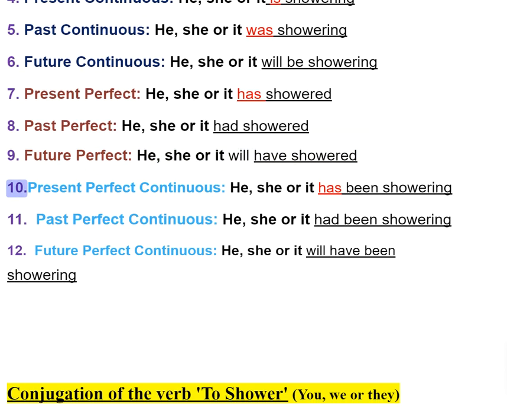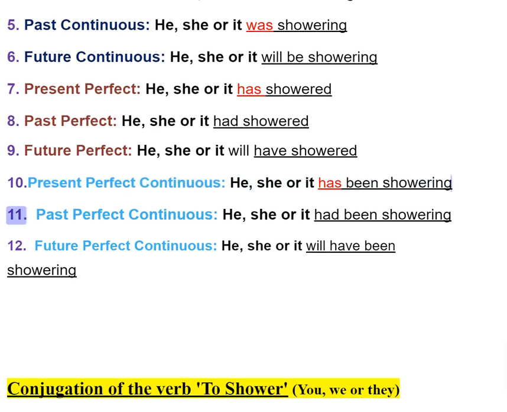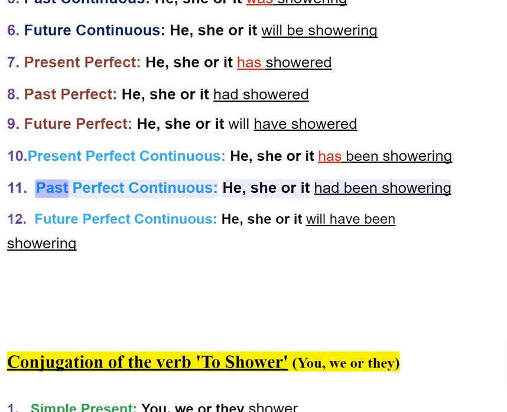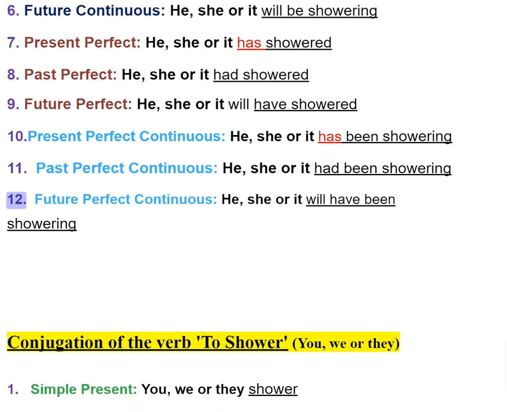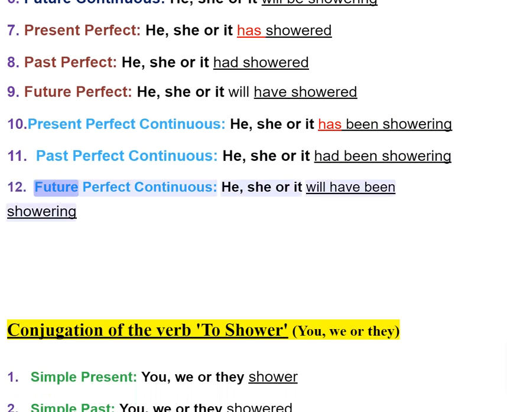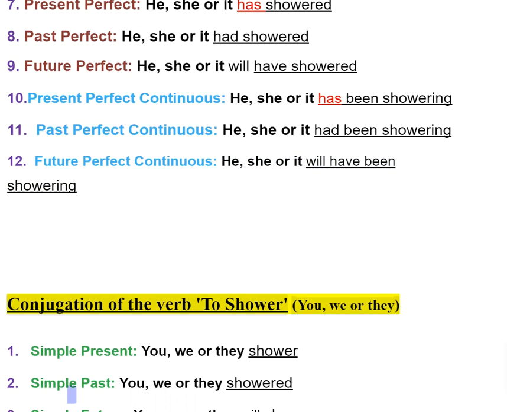10. Present perfect continuous, he, she or it has been showering. 11. Past perfect continuous, he, she or it had been showering. 12. Future perfect continuous, he, she or it will have been showering.